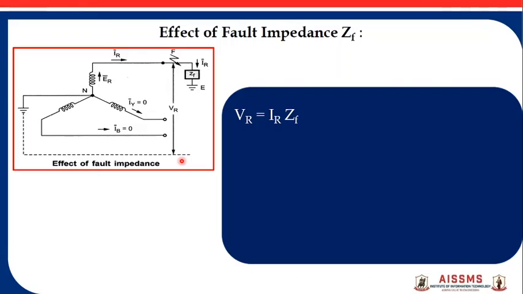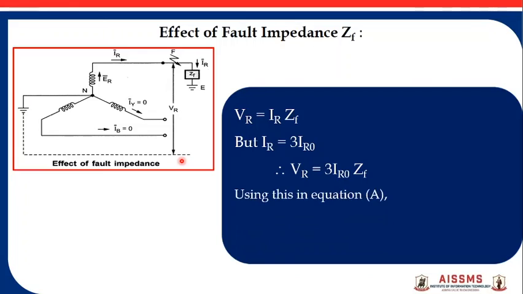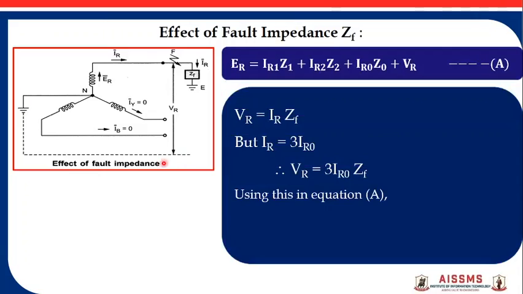If ZF is 0, we are considering VR as 0, but if we consider ZF, then VR will be IR into ZF. IR is given by 3 into IR0, so VR will become 3 IR0 into ZF. So using this in the A equation, what is the A equation? The A equation is IR1 Z1 plus IR2 Z2 plus IR0 into Z0 plus VR. So use this VR in this equation.